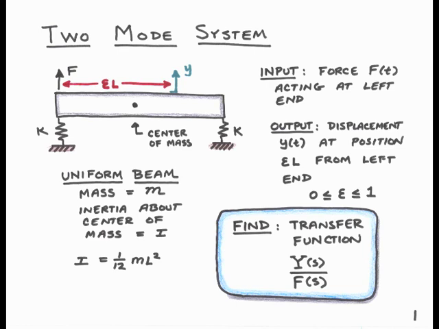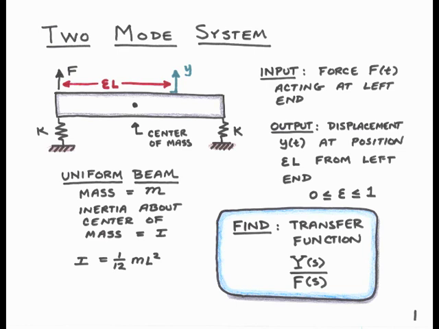We're going to have an input force F acting on the left side of the beam, and we'll denote the upward direction for F as the positive direction for this force. And then we're going to take a measurement of the displacement from equilibrium position at a location that is partway down the beam. So the output here is y, and we're measuring this at a point that's epsilon L from the left side of the beam.